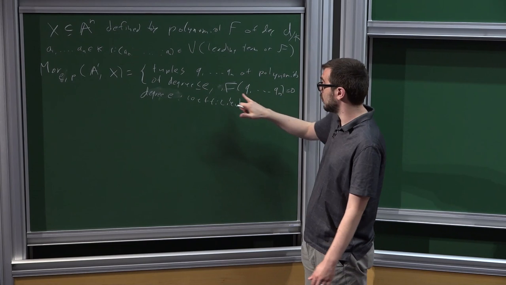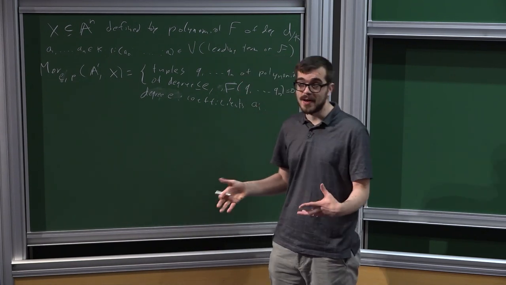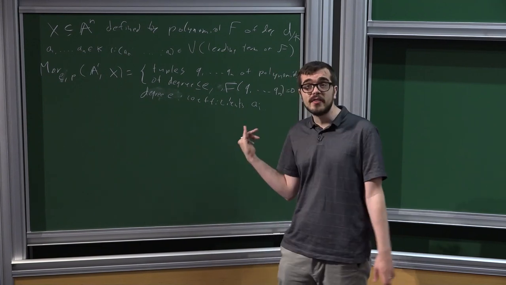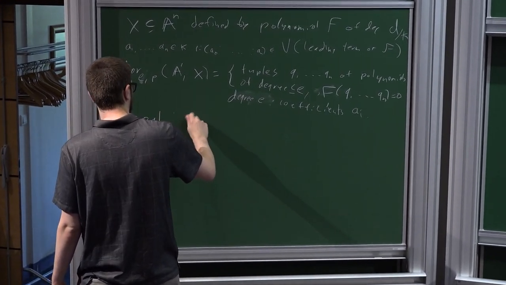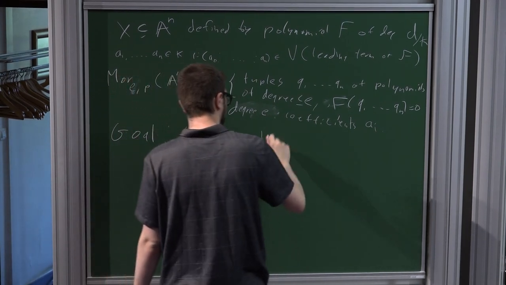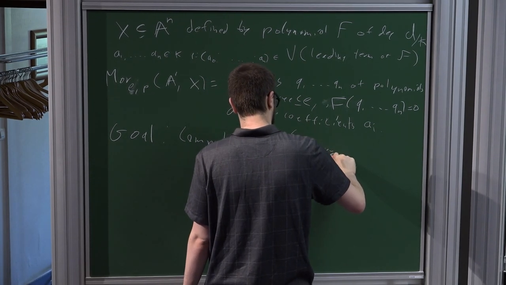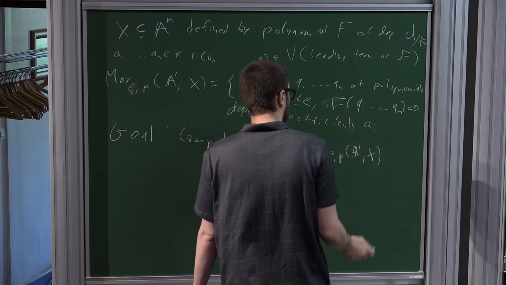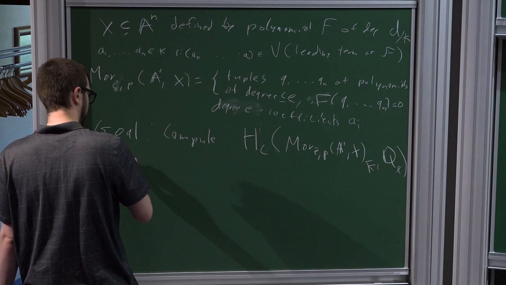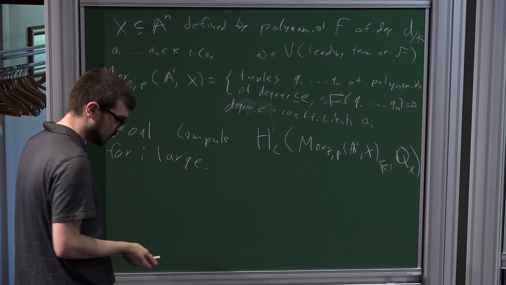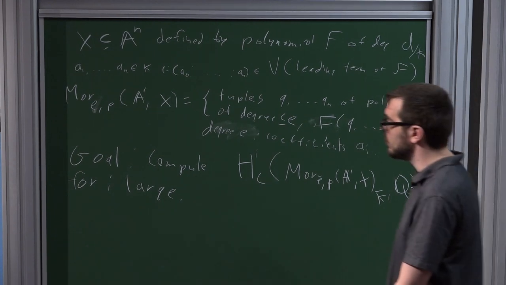So tuples of polynomials solving this equation are the same thing as morphisms from A^1 to X. And by bounding their degree, I've given myself a finite type moduli space. And by fixing the leading coefficients, it turns out I make that moduli space very slightly easier to study. And so our goal is to compute the compactly supported cohomology of this moduli space over an algebraically closed field with coefficients in the l-adic numbers for l large. And I said last time how large l we would be able to do it for.